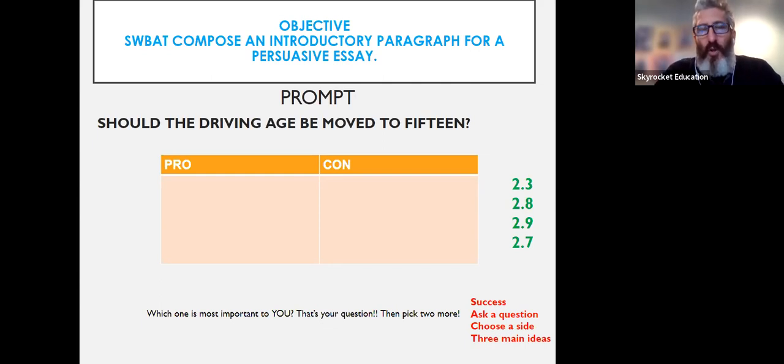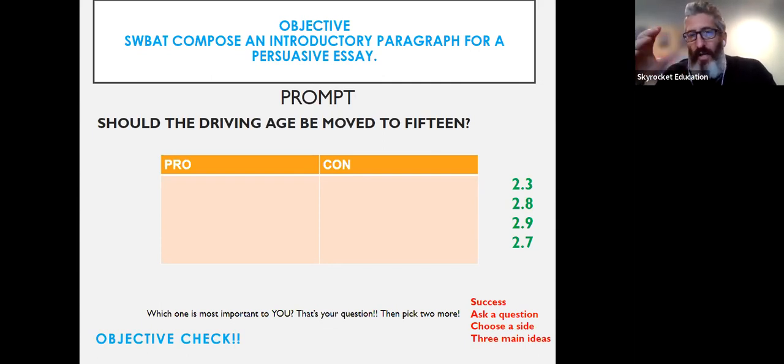So students would start to do this after one pro, one con. We'd start to review. This would be an opportunity to do an objective check. Let me pause the objective check for a second. Let's say I got one pro and one con for everybody. I'd say, all right, folks, at this point, choose a side. Start to build out either your pro or your con side more fully. Try and get at least three pros or cons, whichever side you're choosing.